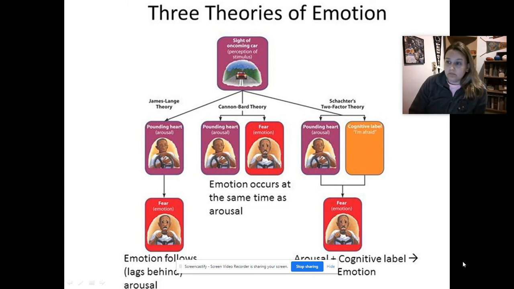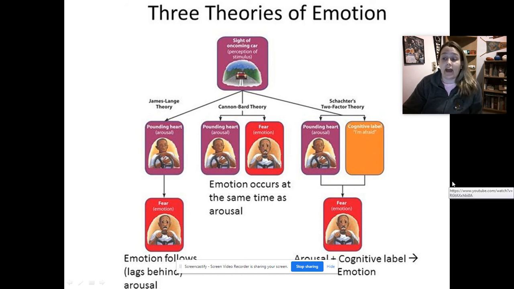In this example, yet again, you're driving, minding your own business, and a car is coming head on towards you, about to hit you. In the James-Lange theory, you have physical arousal and then the emotion of fear. In the Cannon-Bard theory, we can see that physical arousal and the emotion are happening at the same exact time, simultaneously. And in the two-factor theory, we see the simultaneous act of the physical body reacting to the event, the cognitive label of, oh my God, I'm afraid, and then the emotion. So I would encourage you to look over that chart.